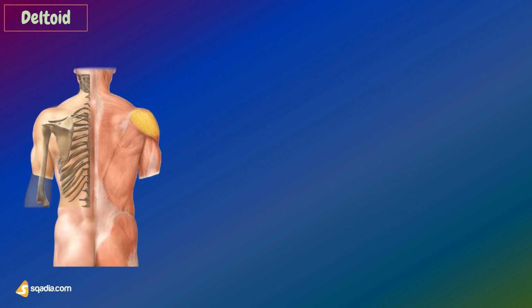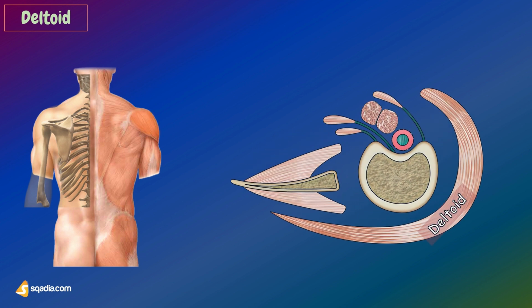As we mentioned before, the deltoid muscle covers the region of the shoulder joint from the lateral side, the front, and the back. It therefore covers a large number of structures. Let's look at these anatomical structures in the horizontal section.